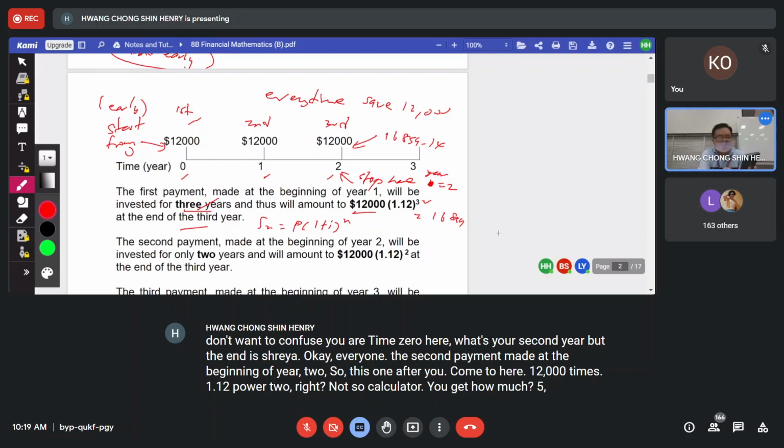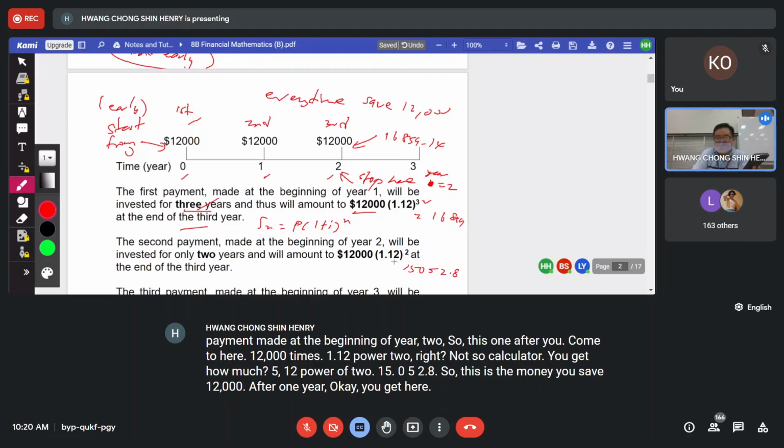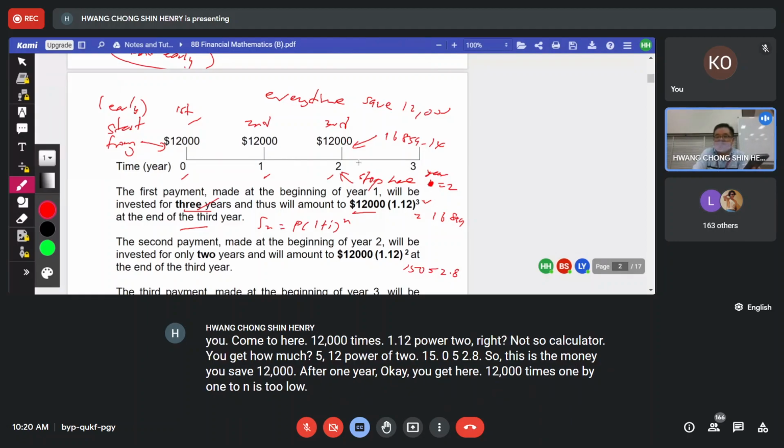$12,000, times 1.12 to the power of 2, gives 15,052.8. So this is the money you save, 12,000, after 1 year. You get 12,000 times 1.12, n is 2 here. 1 year is the second year.